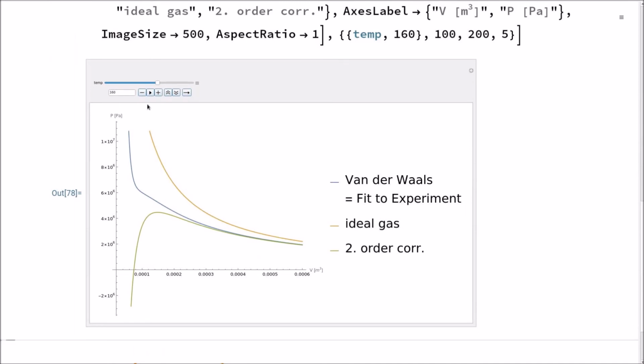So for 160 degrees, it's a little bit small here, but this is 160, so above the critical point, we have this. This was what the experiment is telling us. This is the ideal gas, and our correction brings us to the green line here. And we see that for large volumes, we are nearly on top of the experiment. So we are describing very well what's happening here.